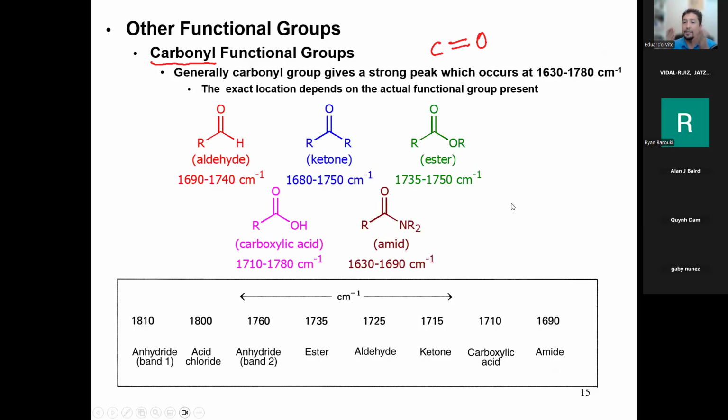So again, here are your functional groups. They are all their own functional groups, but they all contain a carbonyl. They all contain a carbon double bonded oxygen. So when you are pointing out a signal and you're going to tell me this is a carbon double bond oxygen, you have to call it what it is, a carbonyl. This is a carbonyl signal.